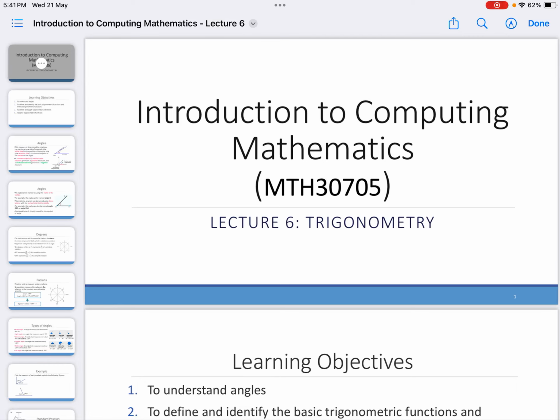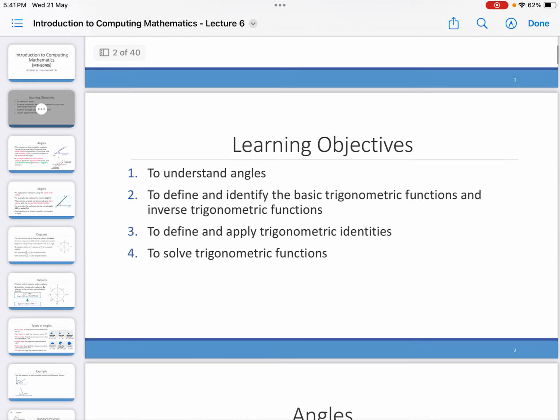Okay, hello everyone. So today we will learn about trigonometry. The learning objectives for today are to understand angles, then to define and identify the basic trigonometric functions and inverse trigonometric functions, and then to define and apply trigonometric identities, and lastly to solve trigonometric functions.